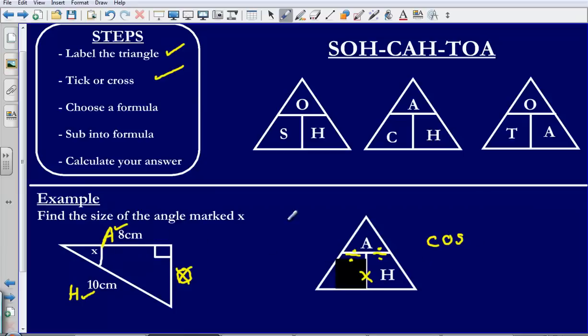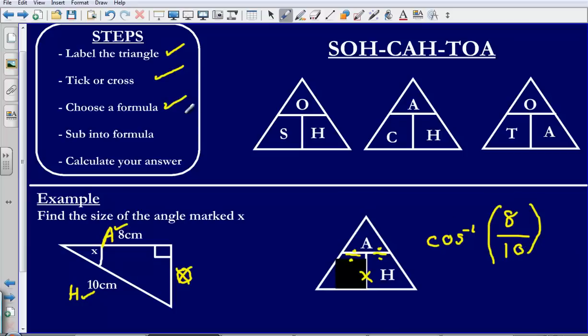Now we're looking for the angle. If we are looking for the angle, we have to use the inverse of cos, which is on your calculator written as cos to the minus 1. Now we've done that, what we're doing is the A divided by the H, the adjacent divided by the hypotenuse. So the adjacent is 8 divided by the hypotenuse, which is 10.